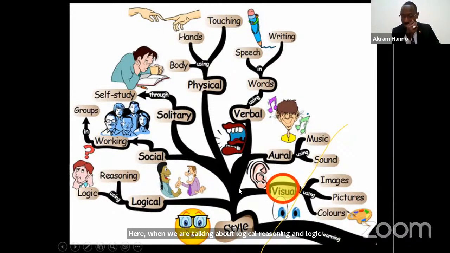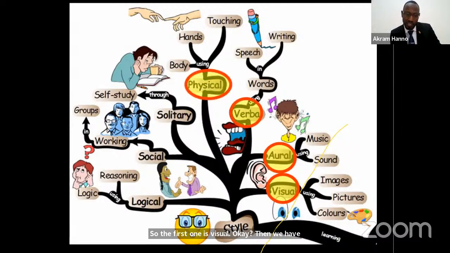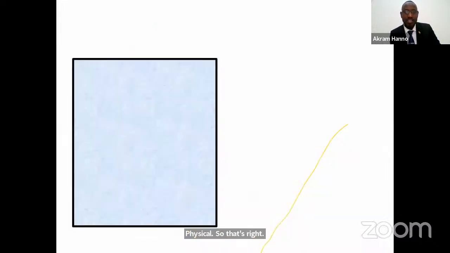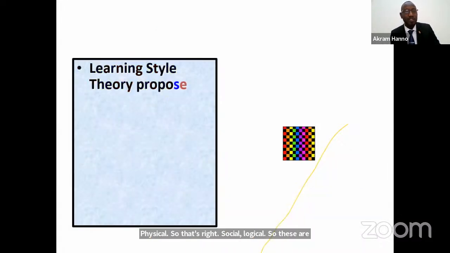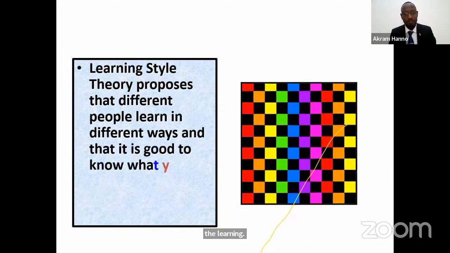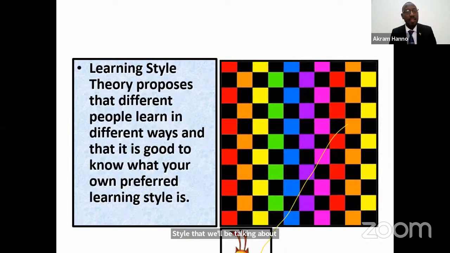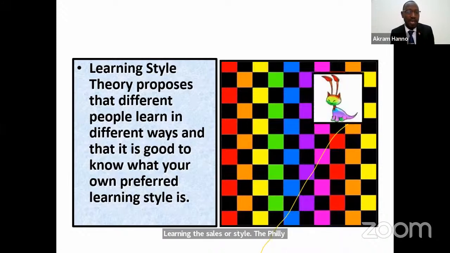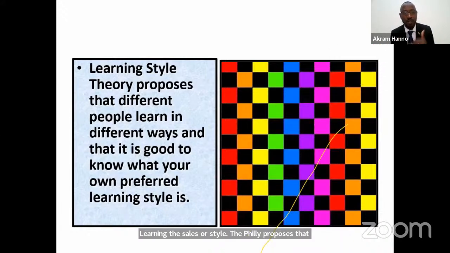So the first one is visual, then oral, verbal, physical, solitary, social, logical. So these are the learning styles that we'll be talking about. The learning styles theory proposes that different people learn in different ways, and it is good to know what your own preferred learning style is.